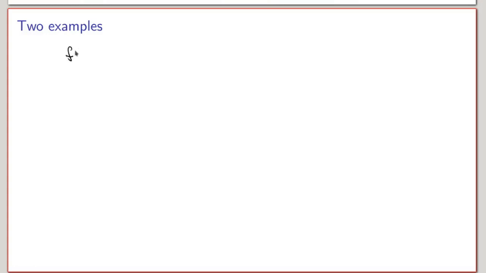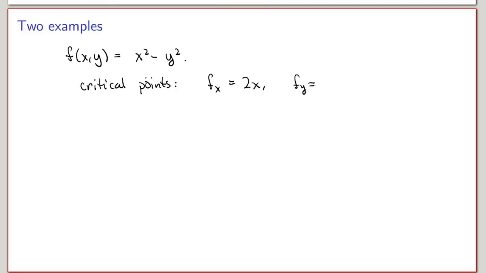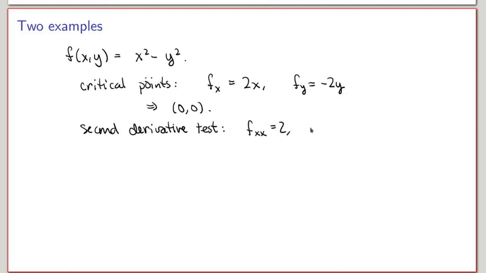For my second example, let me consider the function f(x, y) equal to x squared minus y squared. First I determine the critical points of the function. So I need to calculate the first order partial derivatives. f_x is equal to 2x, f_y is equal to minus 2y, from which I conclude that again there is a single critical point at the origin, and I want to determine whether it is a local maximum or a local minimum or a saddle point. So I use the second derivative test. f_xx is 2, f_yy is minus 2, and the mixed partial derivative is again 0.